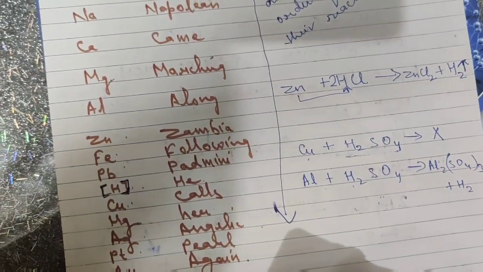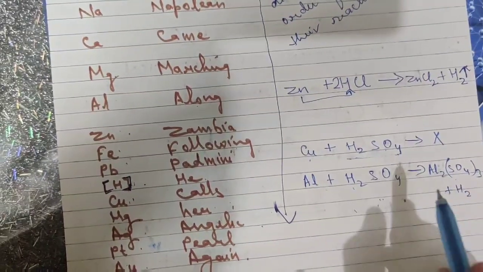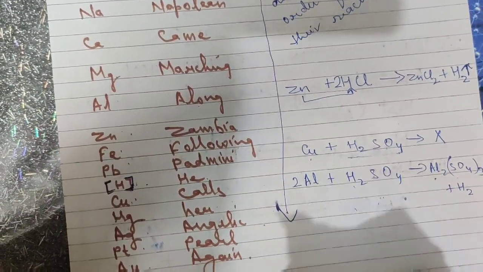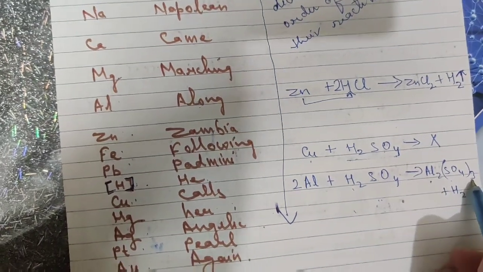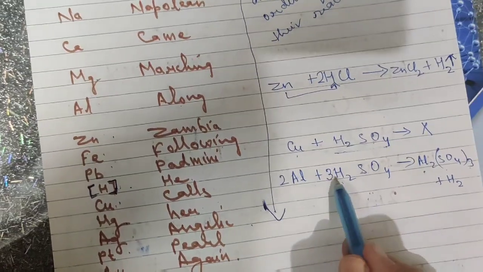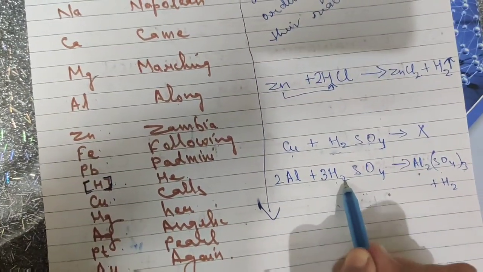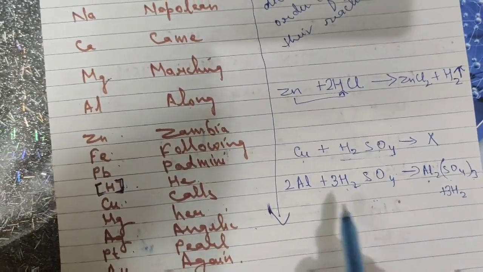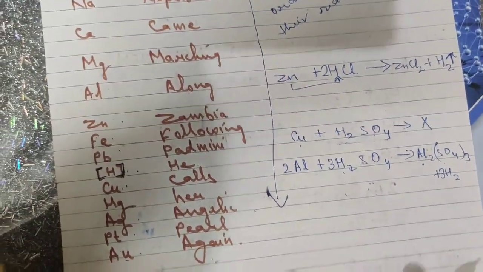You can balance this reaction. You can see here that aluminium used here is 2, so we will make it also 2. Sulfate here is 3, so we will make this also 3, but hydrogen is getting disturbed. Hydrogen is 6 here, so to make it 6, we will substitute 3 here. I hope the equation is clear to you.